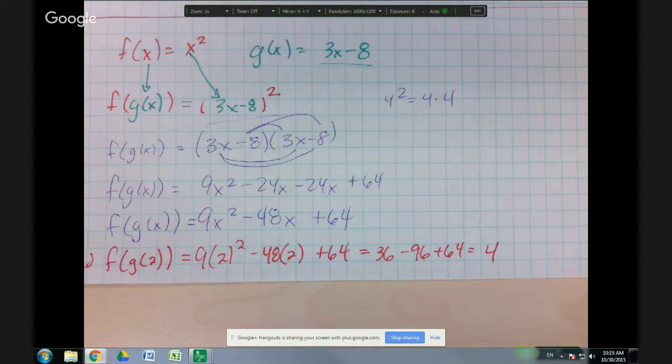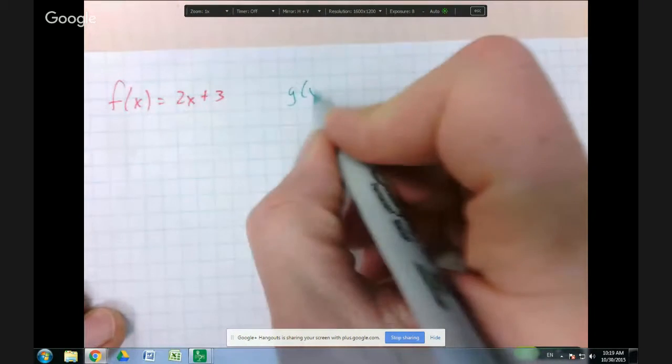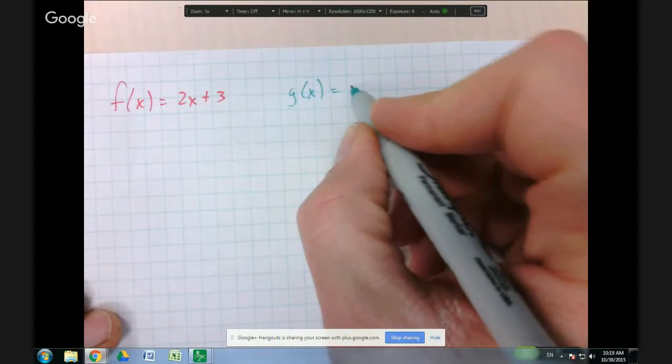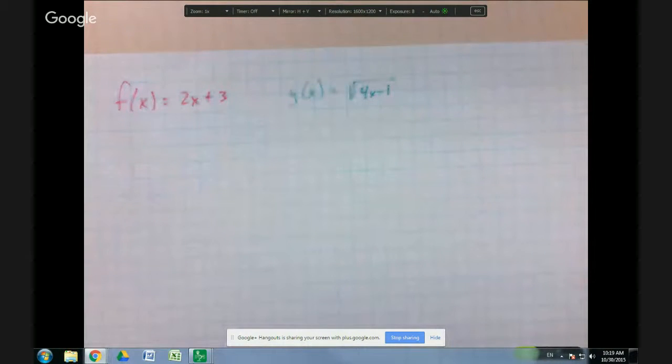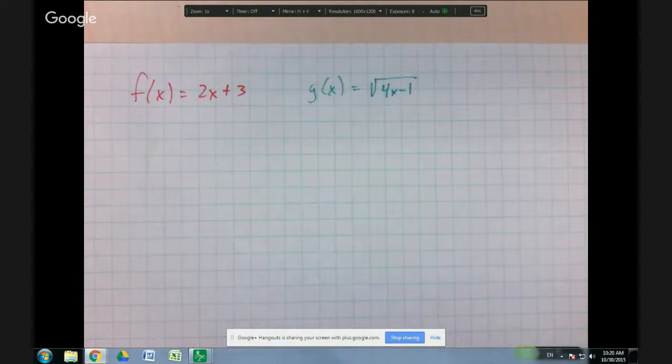Okay, let me show you one more. So I've introduced the square root now. Oh, Lord. Okay.